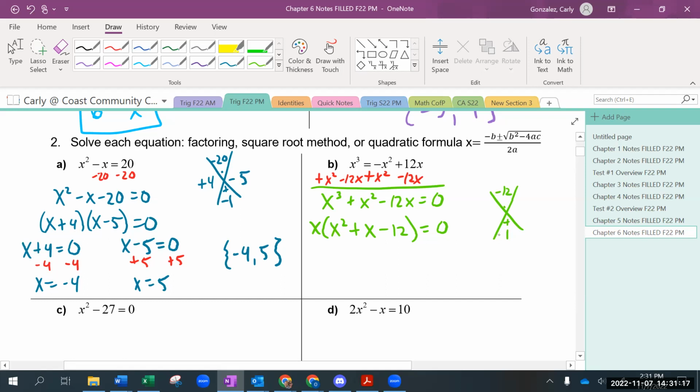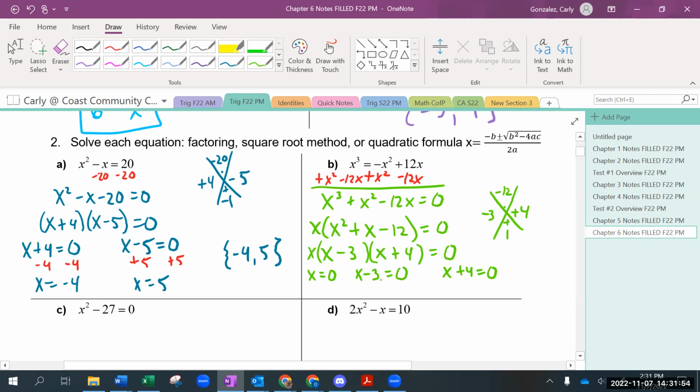So we go through our factors, we come up with 3 and 4. Since we need them to multiply to a negative, one positive, one negative, but adding to a positive, we need more positives. So positive 4, negative 3. So bring down that x, and then we get inside the parentheses, x minus 3 and x plus 4. Now we're ready to set all three of those factors to 0. So x equals 0, x minus 3 equals 0, or x plus 4 equals 0.